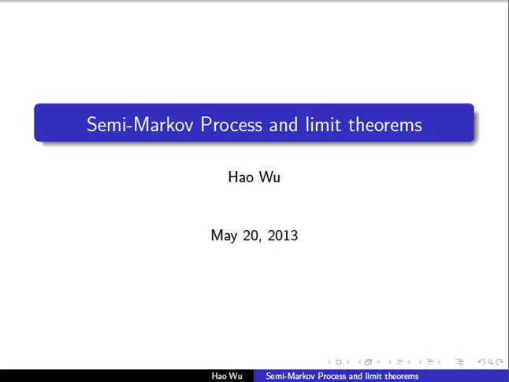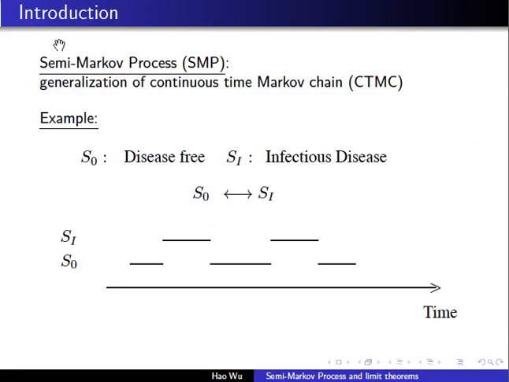In this video, I'm going to briefly introduce Semi-Markov processes and the limit theorems. A Semi-Markov process is a generalization of continuous time Markov chain. In continuous time Markov chain, the sojourn time must be exponentially distributed. But in Semi-Markov process, the sojourn time can have any distribution.